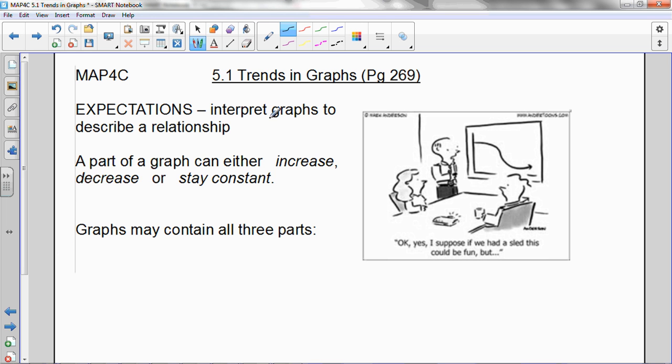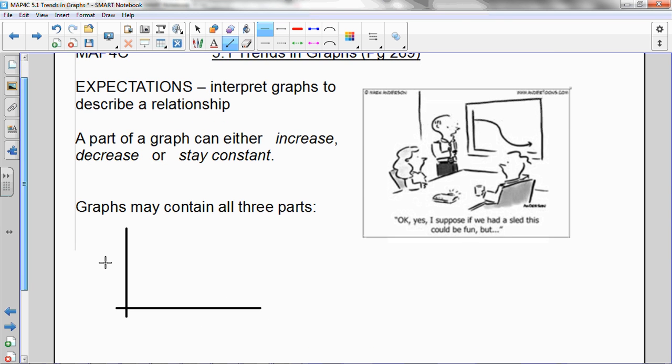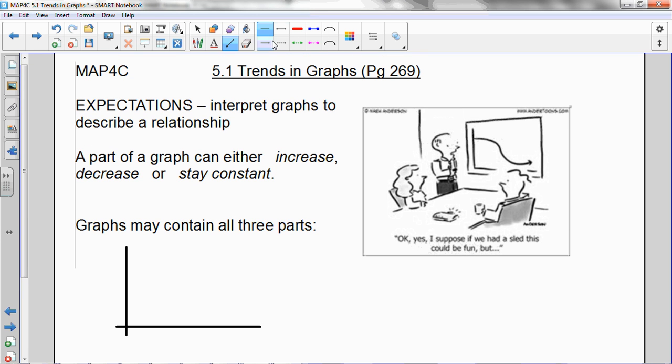5.1, trends in graphs. Expectations: interpret graphs to describe a relationship. It says a part of a graph can either increase, decrease, or stay constant. And the graphs we'll be looking at may contain all three parts. So here's a little sketch. And we'll see it can be any variables. Our example in the 3-minute review was time and distance from home, but it could be anything. So for instance, it could increase, it could decrease, or it could stay constant.